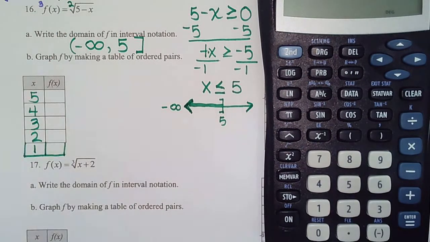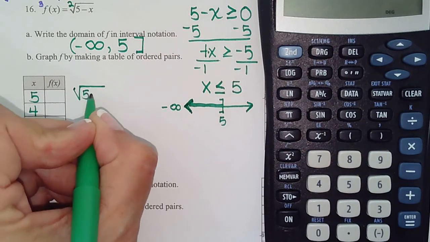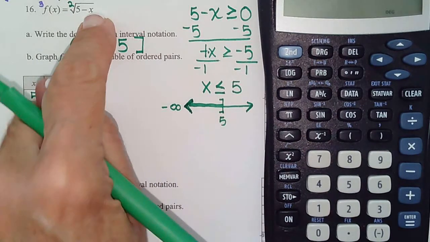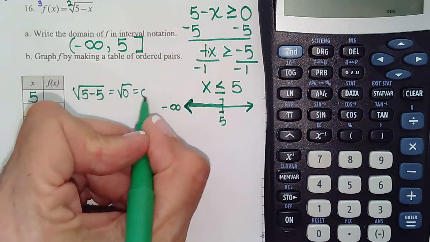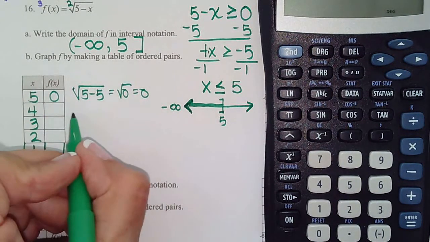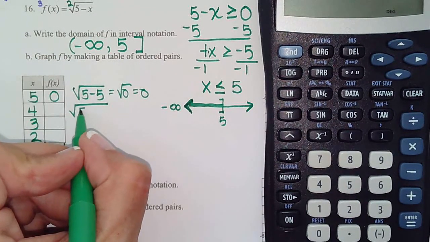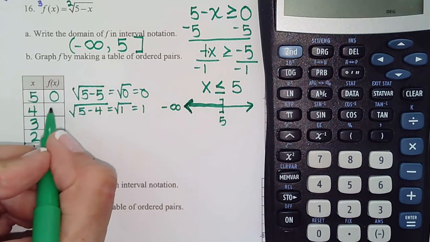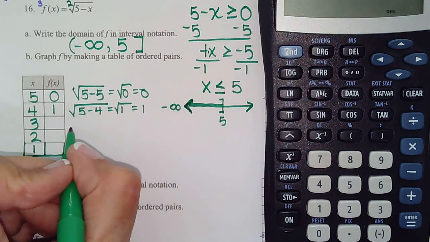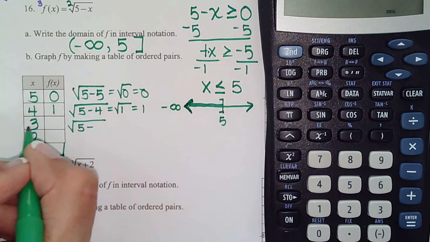Okay, so 5 minus 5 would be square root of 0. When I put 5 in for x, square root of 0 is just 0. Then 5 minus 4, so put 4 in for x. Square root of 5 minus 4 is square root of 1, which is 1.